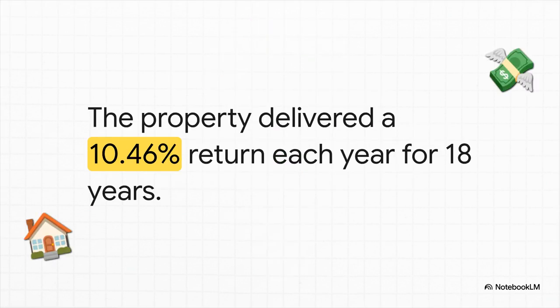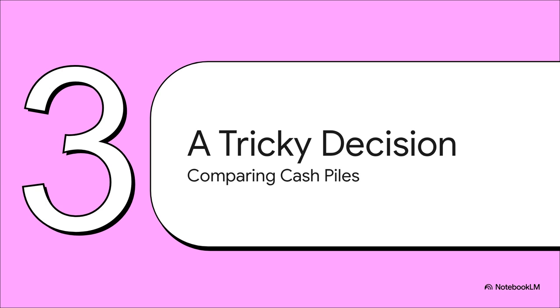Well, you just take our trusty formula and you just rearrange it a bit. You solve for I, the interest rate. And when you do that for this property, you find out it delivered a return of 10.46%. That's a really solid return. Every single year for 18 years straight. Okay, so mastering compounding is a game changer, for sure.